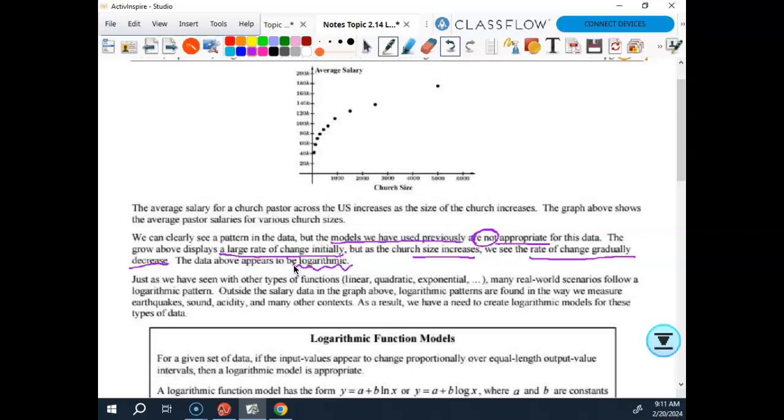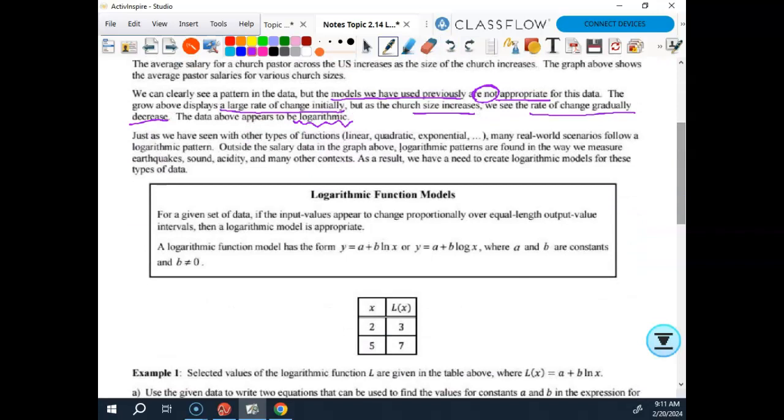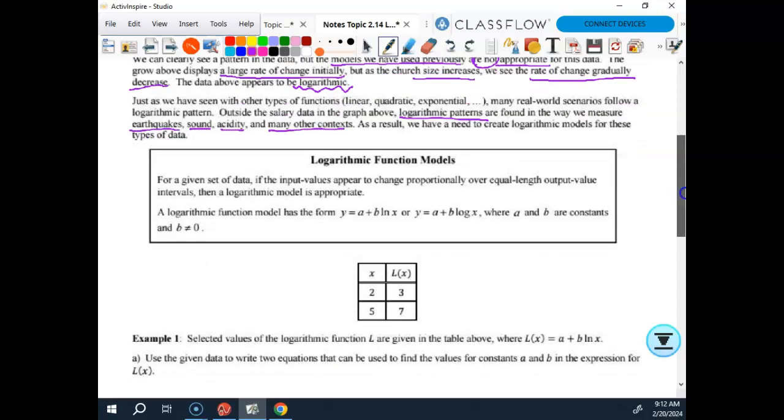So just as we've seen with other types of functions, linear, quadratic, exponential, many real-world scenarios follow a logarithmic pattern. Outside the salary data in the graph above, logarithmic patterns are found in the way we measure earthquakes, sound, acidity, and many other contexts. As a result, we have a need to create logarithmic models for these types of data. Okay?